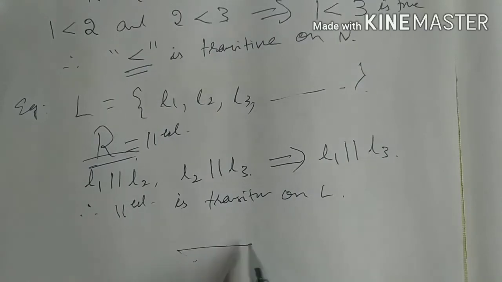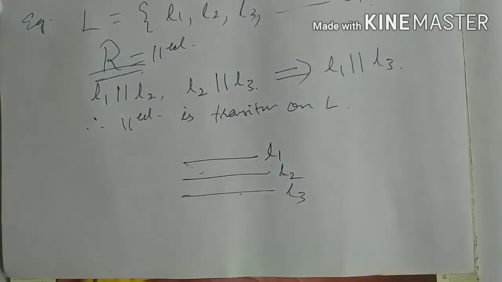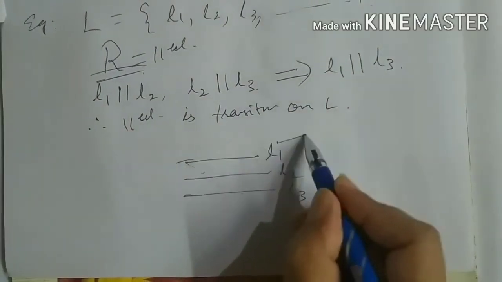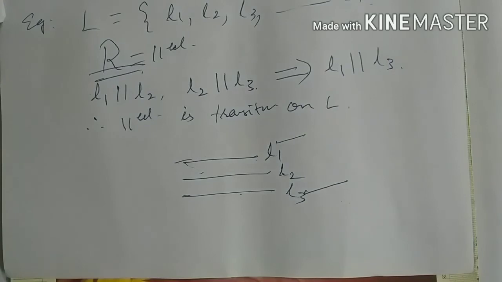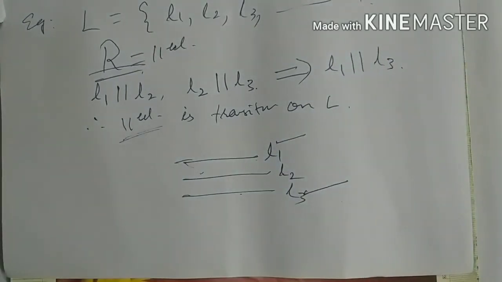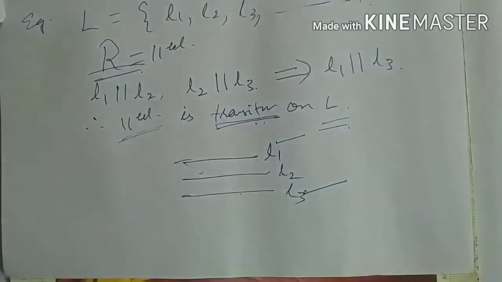See here, let the line L1 be parallel to L2 and the line L3 be parallel to L2. Therefore, definitely we can say that L1 is parallel to L3. So, we can say that the parallel relation is transitive on the set of lines.